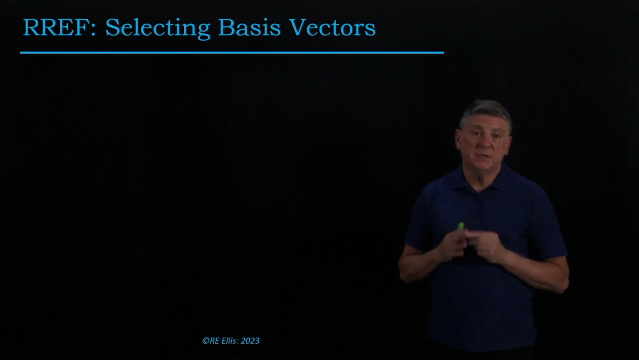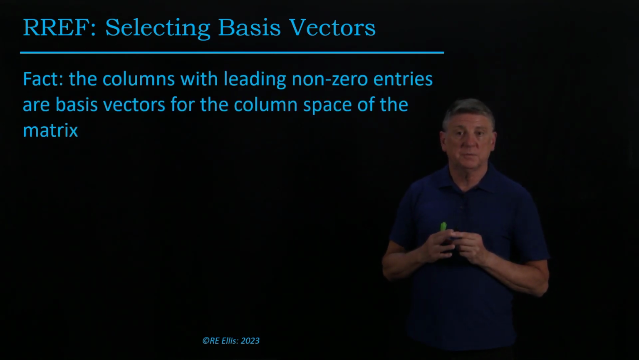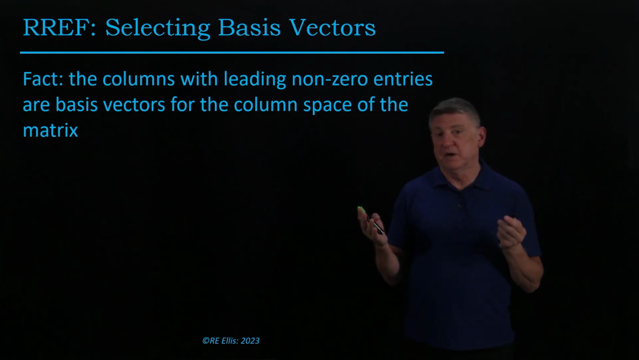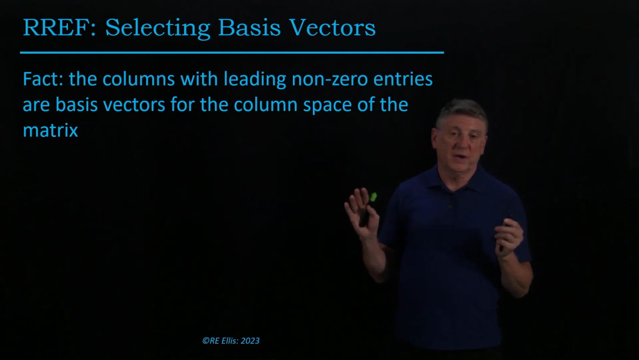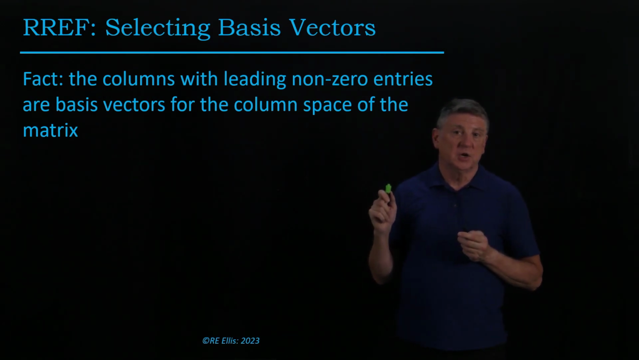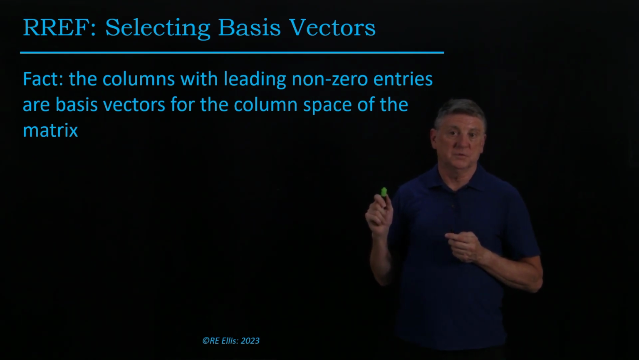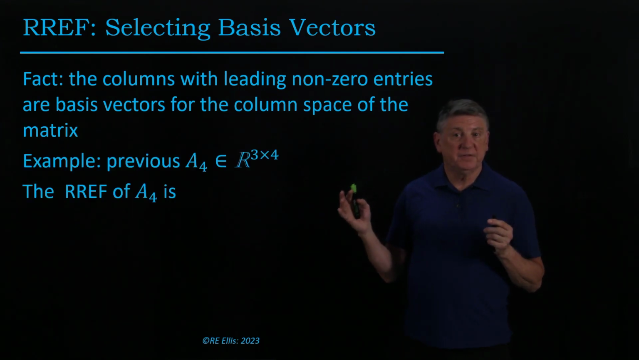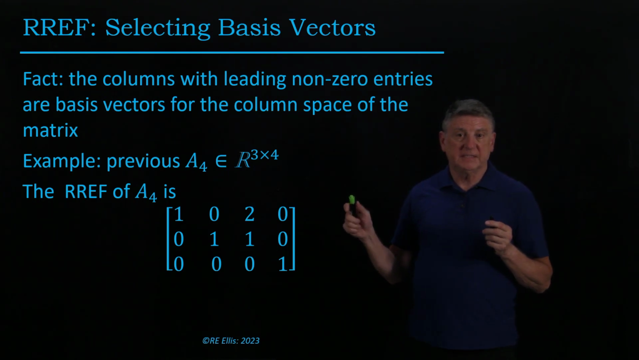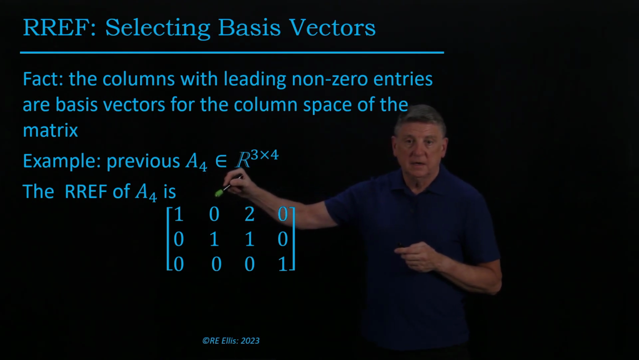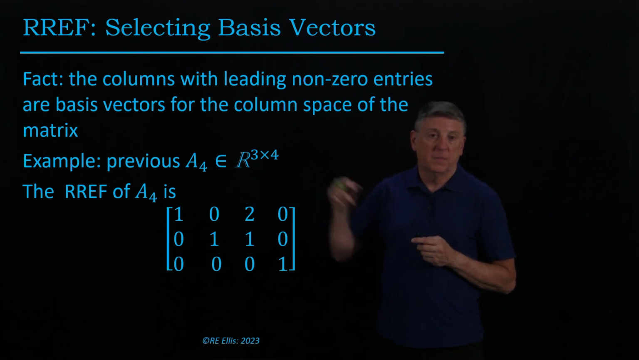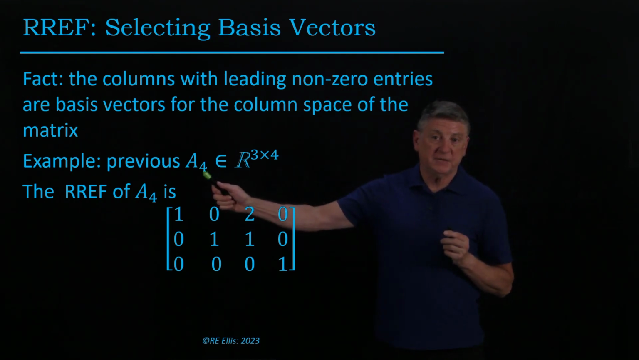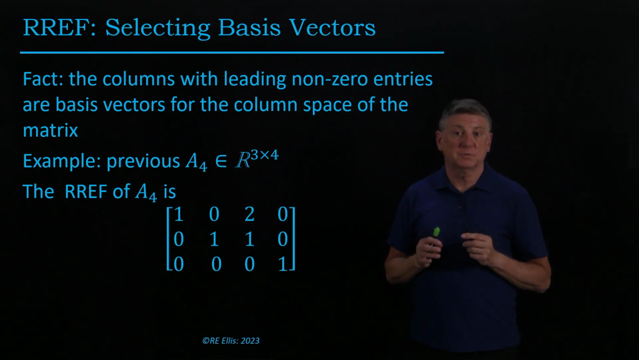Now, the RREF can be used to select basis vectors of the column space of the matrix. A fact, and by the way, a fact is something that's true, but I'm not going to prove it. You can go elsewhere for the proof. The fact is that these leading non-zero columns identify basis vectors for the column space. So taking this previous example, the RREF is this, and that means that columns 1, 2 and 4 are linearly independent columns of the original matrix, and they are a basis for the column space of the matrix.